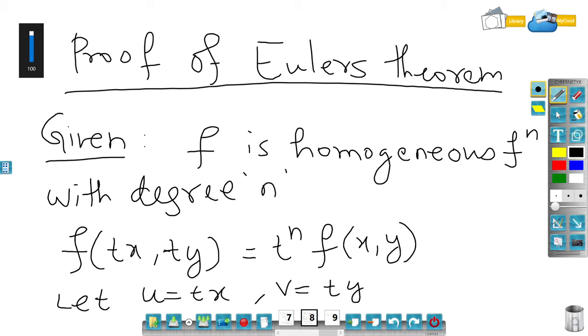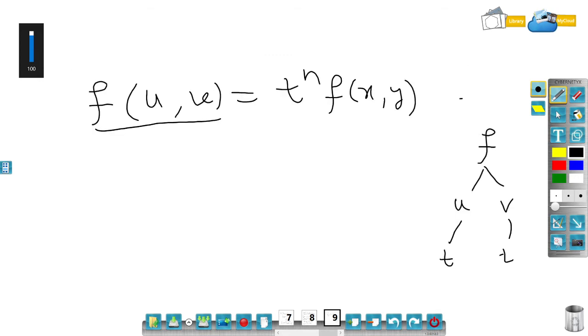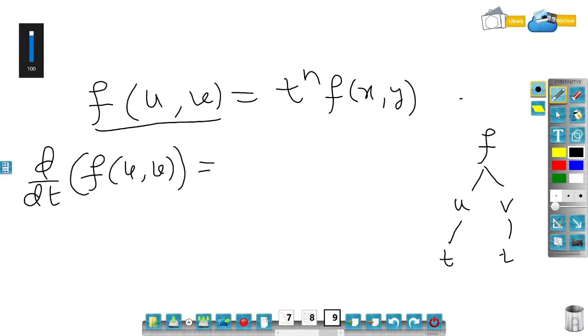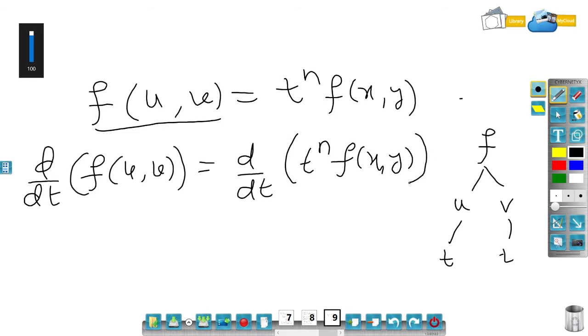Yeah. So what I'll do, I'll differentiate this equation with respect to t. If I want to differentiate this with respect to t, then how will I do this? So d by dt of f of u comma v is equal to d by dt of t raised to n f of x comma y. So this derivative is dou f by dou u and dou u by dou t.